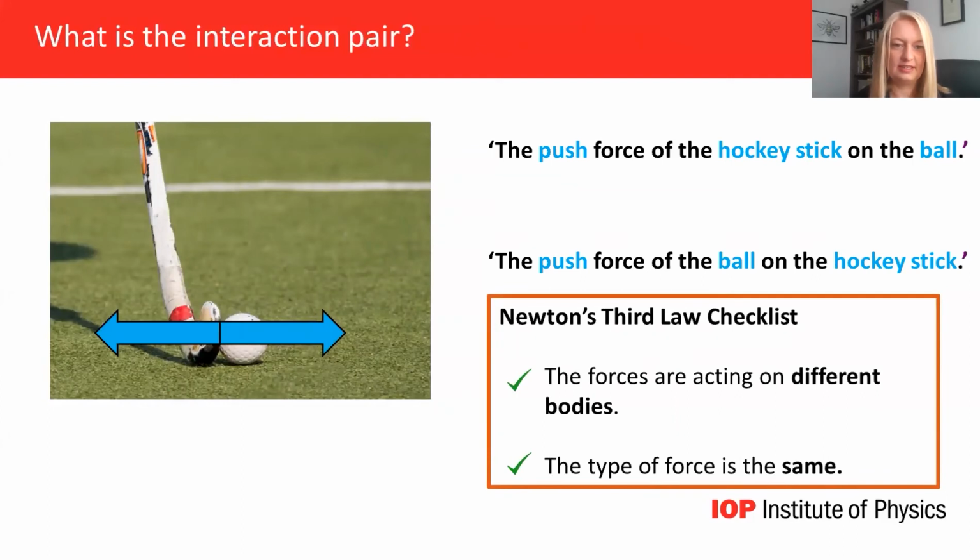So in this situation, the forces are acting on different bodies. Object A could be the hockey stick and object B could be the ball, or vice versa, depending on how you want to assign them. And the type of force is the same. It's that push coming from the hockey stick.